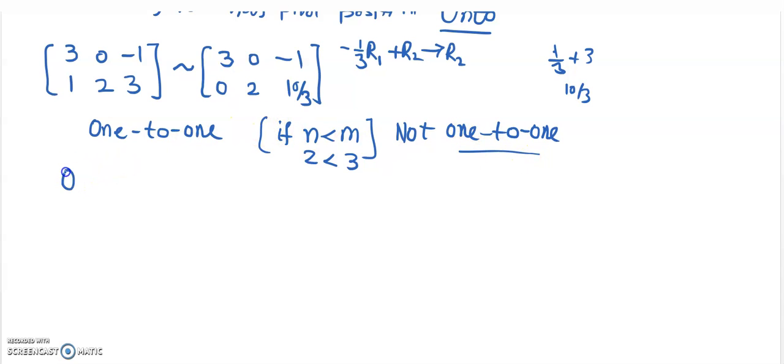And for onto, we can look at this echelon form. In this case, we can see that every row has a pivot position. So for example, this first row has the pivot position as 3.